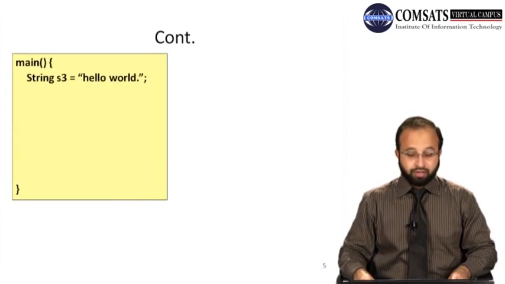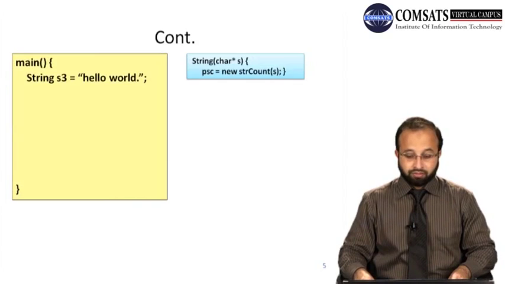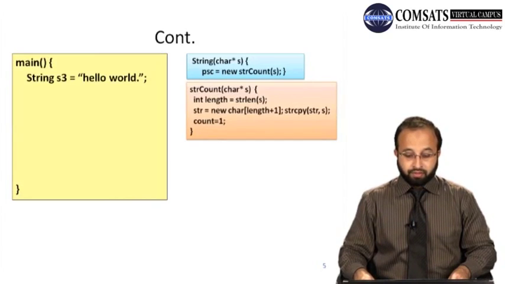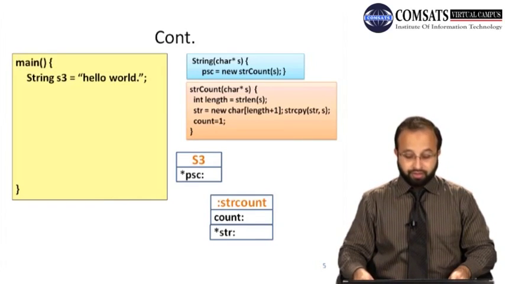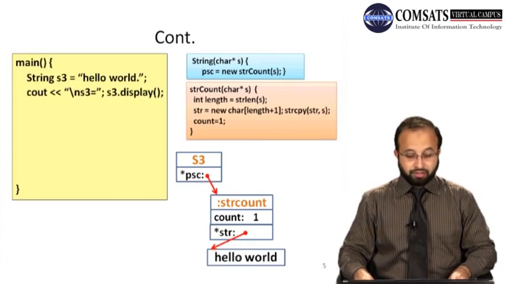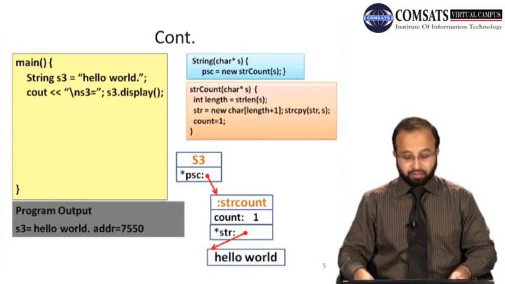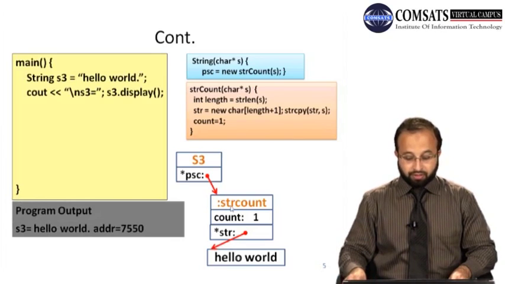We create an object of a string, hello world. String constructor call हुआ, it calls the str count constructor, s3 object create होगा, string count object create हुआ, and it will point to hello world, right? और यहाँ पे count की value 1 हो जाएगी. The other statement is display. तो वो display में hello world display कर देंगे, और string count का जो memory address है that will be displayed. Let's say that address is 7550.